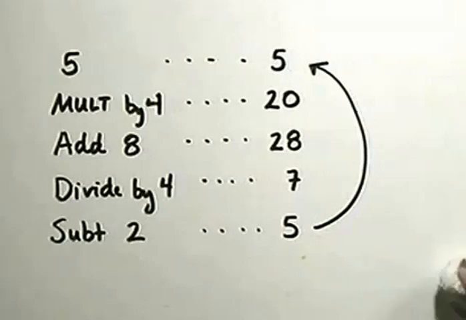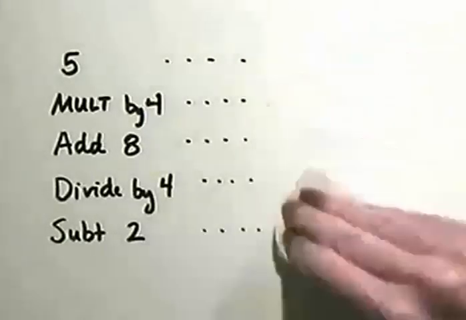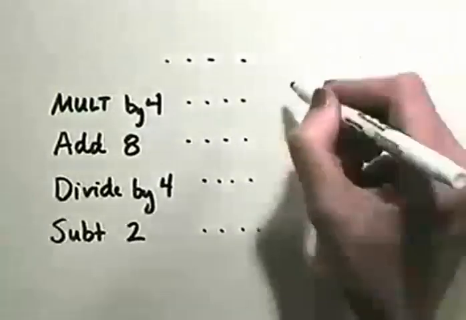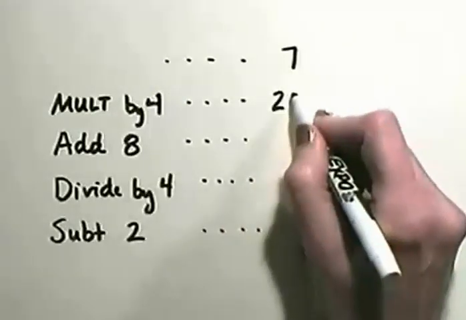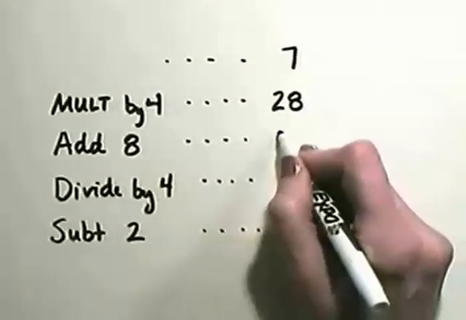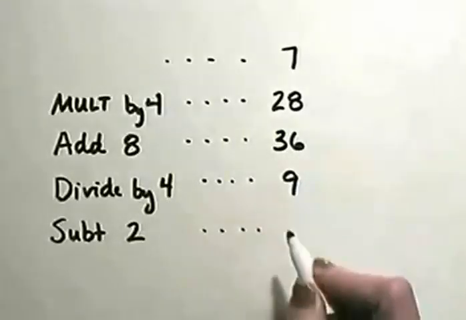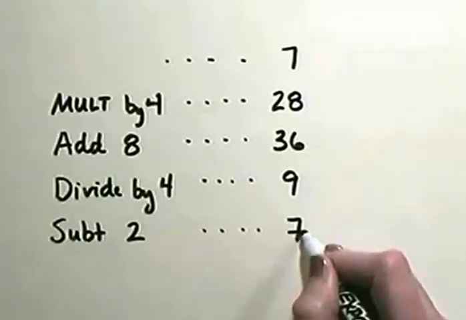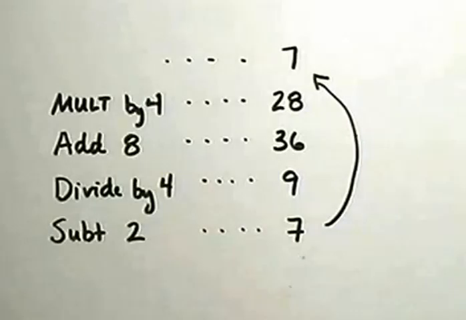Well, we could use some inductive reasoning and, as we did in our last examples, try another number. What if instead of starting with the number 5, I start with the number 7? We multiply by 4, I come up with 28. I add 8 and come up with 36. I divide by 4 and come up with 9, and then I subtract 2 from that result and come up with 7. And once more, I notice, oh look, I end up with the same thing.